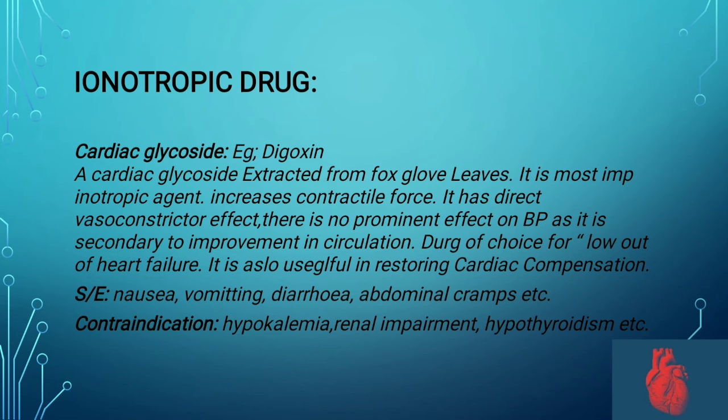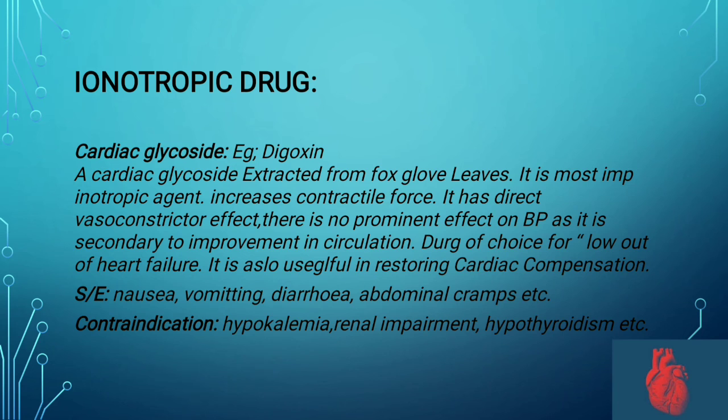It increases the contractile force. It has a direct vasoconstrictor effect. There is no prominent effect on BP as it is secondary to improvement in circulation. It is the drug of choice for heart failure with very low output. It is also useful in restoring cardiac compensation. Side effects of digoxin are nausea, vomiting, diarrhea, abdominal cramps, etc. It is contraindicated in hyperkalemia, renal impairment, and hypothyroidism, etc.